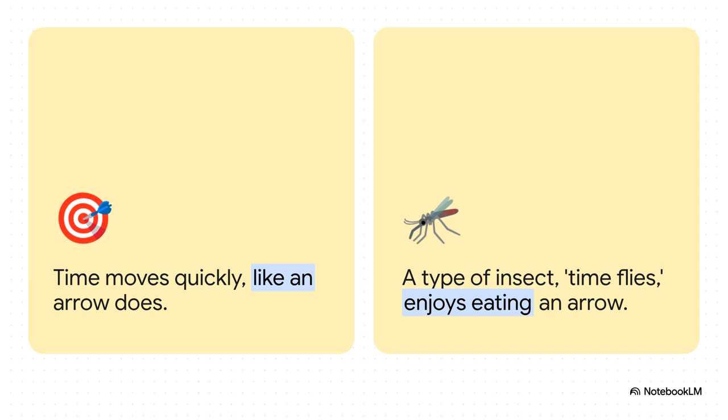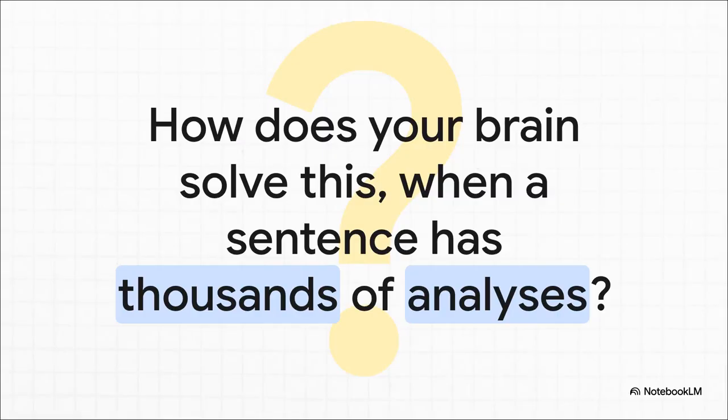There's this famous story, probably not true, but who cares, about an early translation machine that got this hilariously wrong. It thought time flies were a specific kind of insect that really liked arrows. And that highlights a massive challenge. And that is the absolute core question.